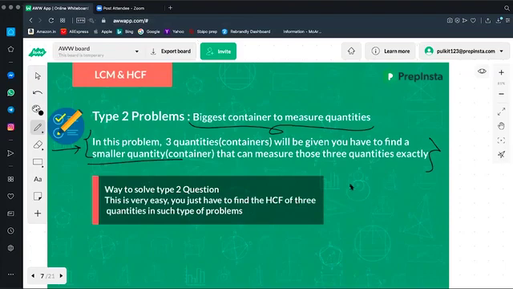What is HCF, guys? So let's say you have numbers X, Y, and Z. HCF is basically a number, let's say B, which divides all the three numbers. Yes. The highest number B that divides all the three numbers exactly. Yes or no?